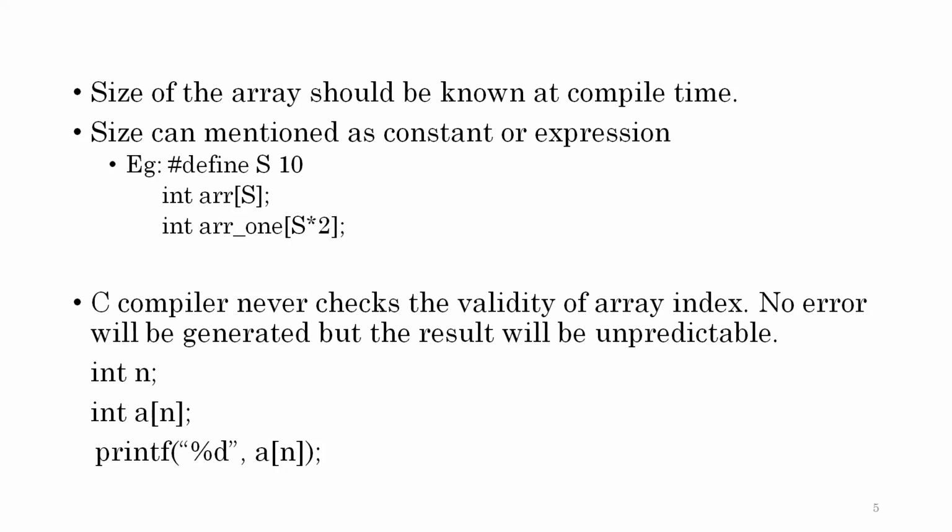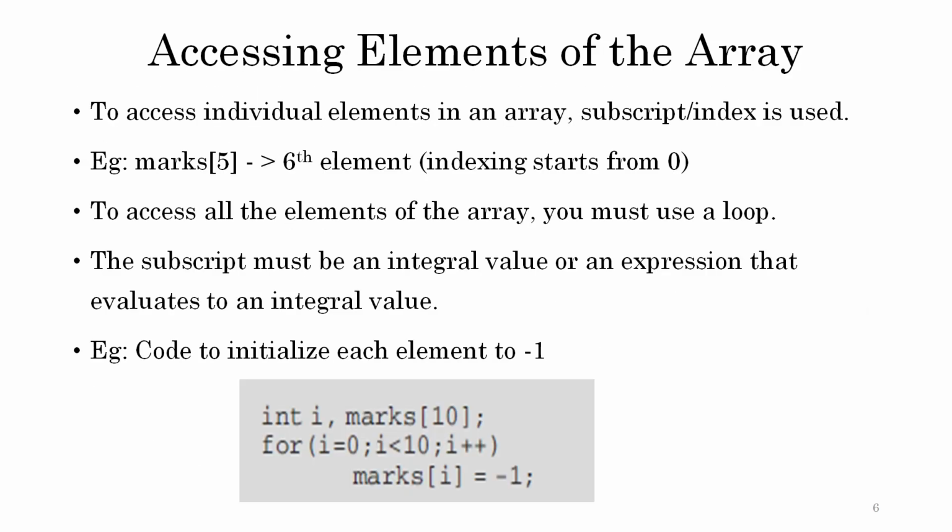Next, the size of the array should be known at compile time. The C compiler does not check the validity of the array index, so no error will be generated. Then we list out examples, that is data type with array name. Here we are not defining the size, just declaring the variable. Then we can define the size.